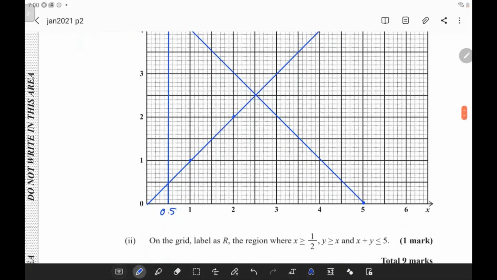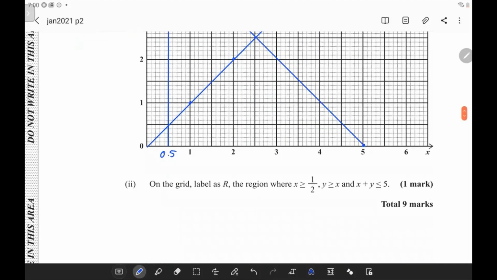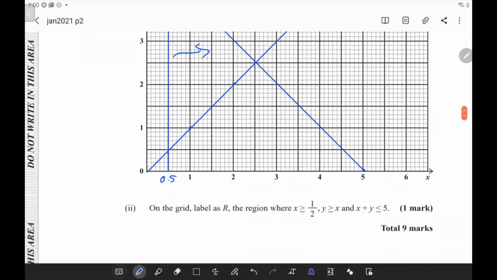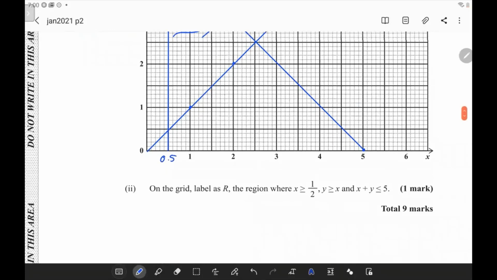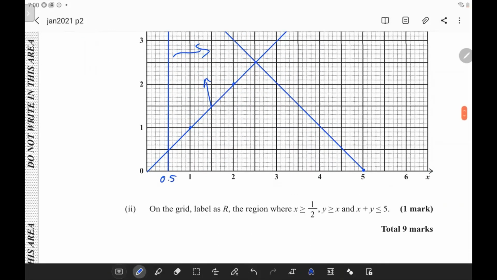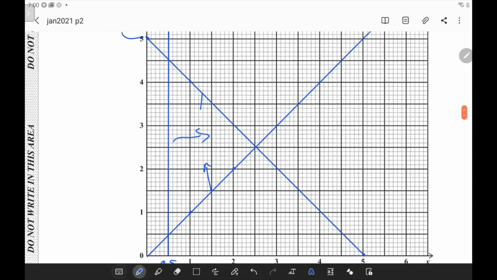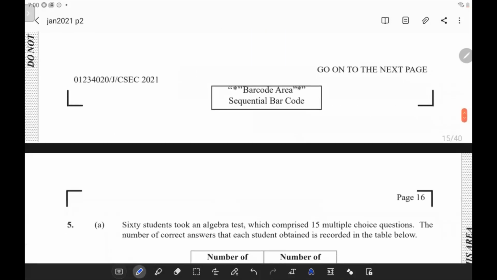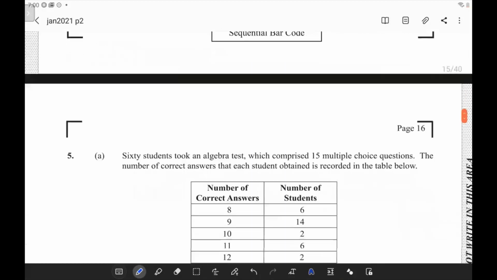Now they want us to shade or label as R the region where x is bigger than a half. So that's going this way. X is greater than or equal to a half, so that is this way. And x plus y is less than or equal to 5. So that's going this way. So what they want is this region here that we will label as R, as the region enclosed. And that concludes number 4.